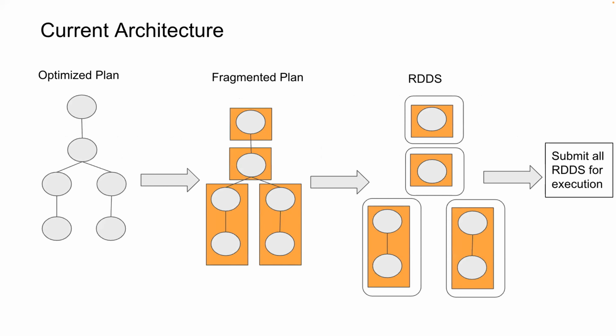This is an overview of the relevant part of the current architecture of how Presto works. You have a plan, and you convert it to a fragmented plan. You break it down into the pieces that are going to be executed, like each stage, and their shuffle boundaries. Here, this plan has 4 fragments. Then that gets converted to RDDs that are all submitted at once for execution with Spark. That's basically how things work today.